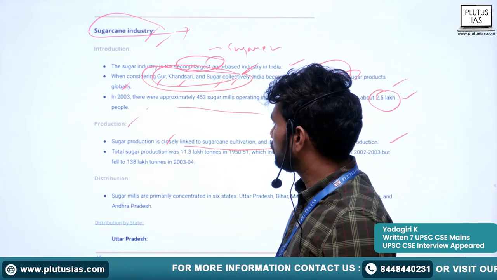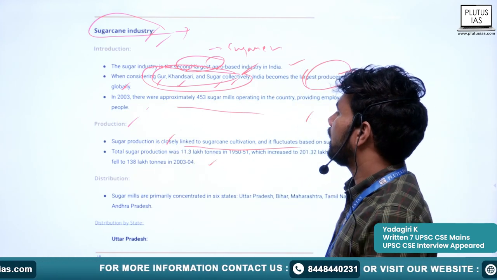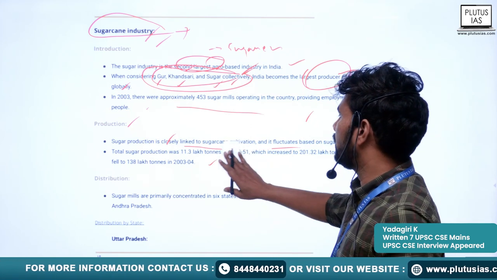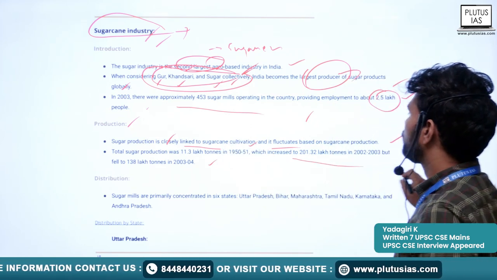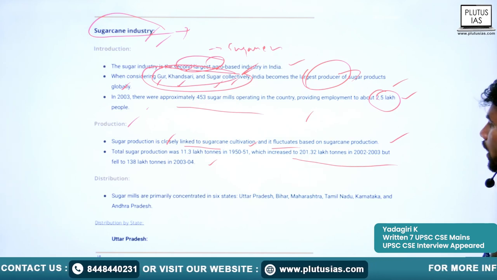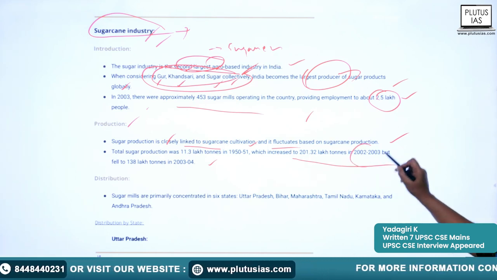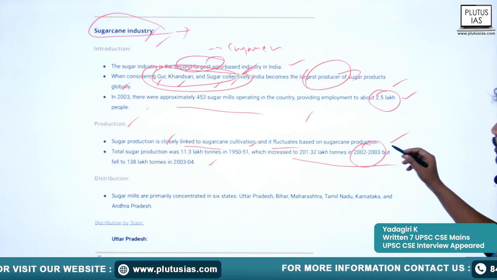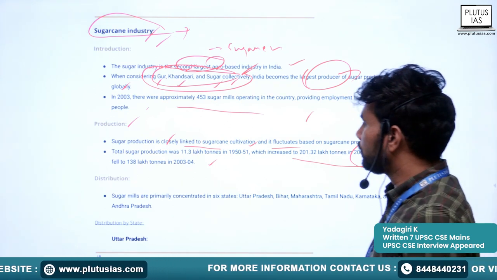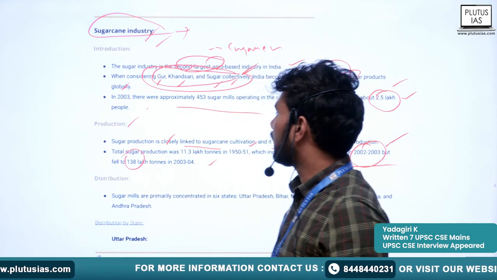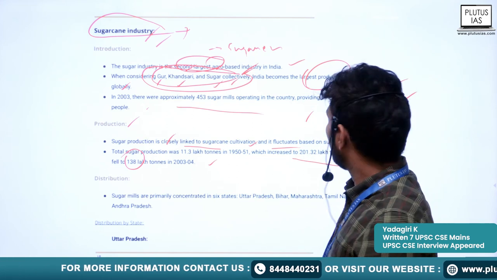The total sugar production was 11.3 lakh tons in 1950-51, which increased to 201 lakh tons in 2002-2003, but fell to 138 lakh tons in 2003-04.